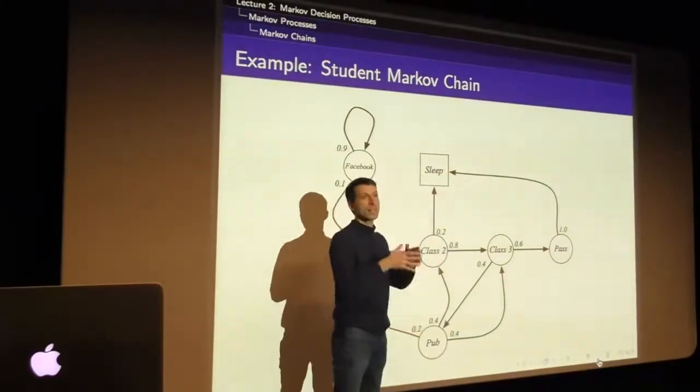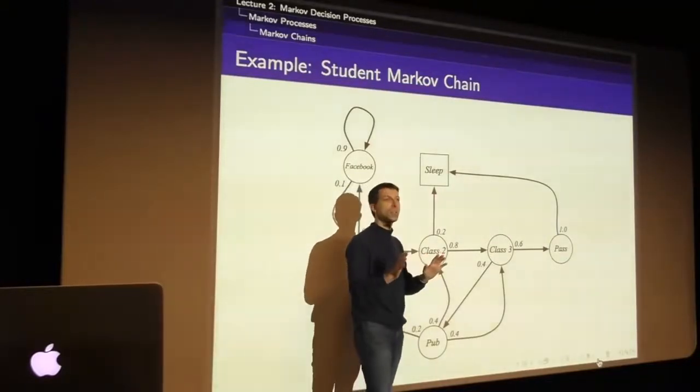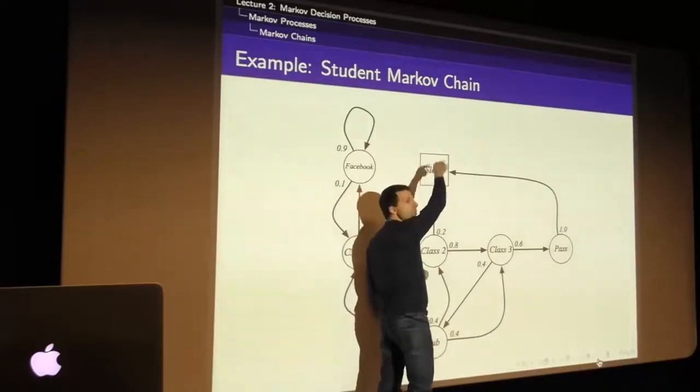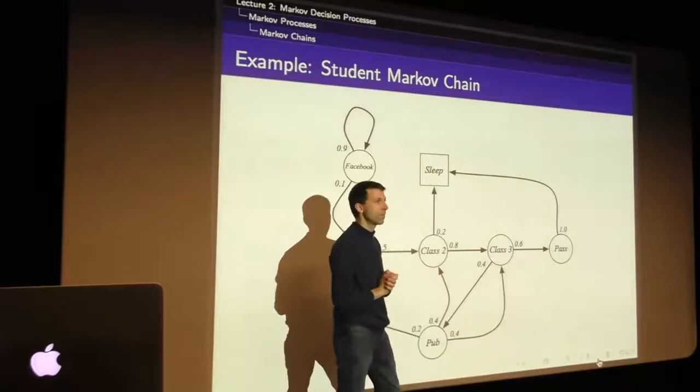Okay, and this sleep state represents a terminal state to the Markov process. A terminal state doesn't need any special machinery. You can think of this as just a self-loop, an absorbing terminal state. It just keeps looping round and round and round. That's what this square represents.